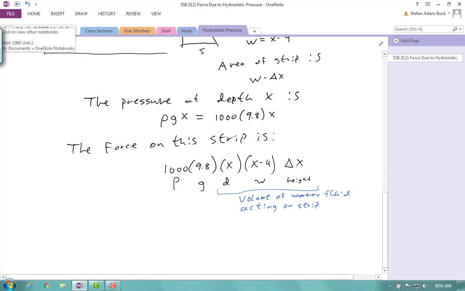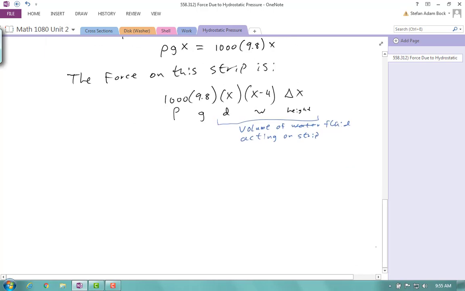So what I want to do to find the total force acting on my triangle is I'll just add up the force I calculated for all of the strips. So I have the sum from i equals 1 up to n of 1000, well, 9800 times x squared minus 4x times delta x. And these have little i's on them.